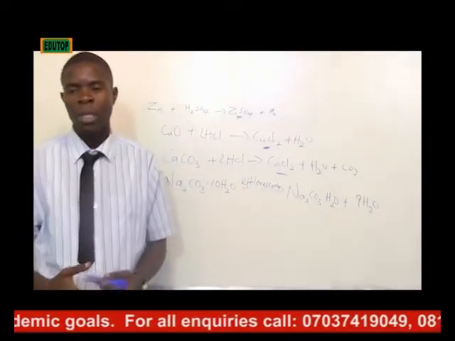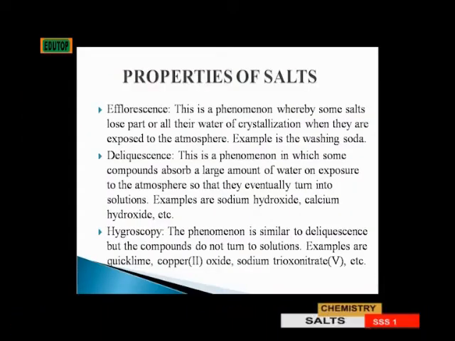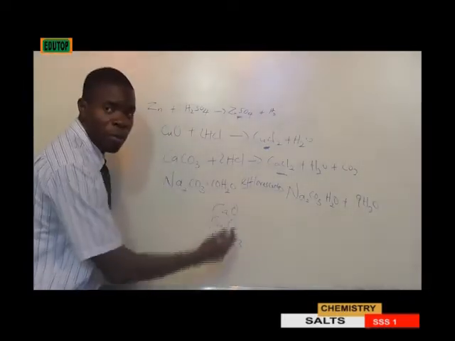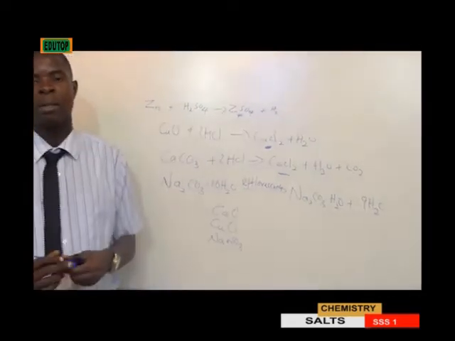Examples of substances that exhibit hygroscopy: 1, you have your quicklime, with the formula CaO. You have copper(II) oxide with formula CuO. You also have sodium trioxonitrate(V), NaNO3. So these are examples of compounds that exhibit hygroscopy.